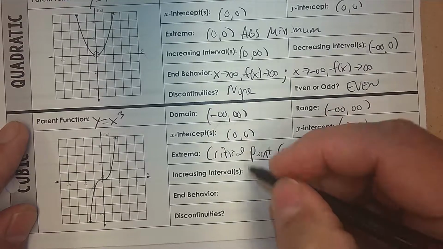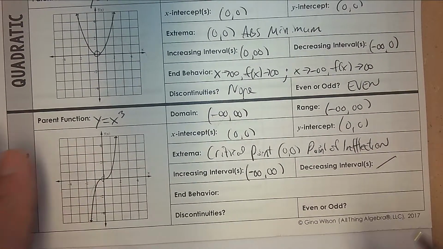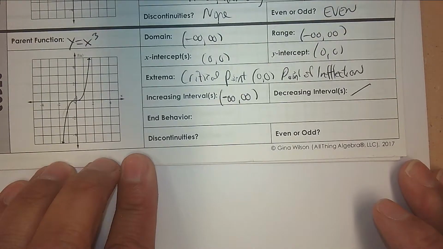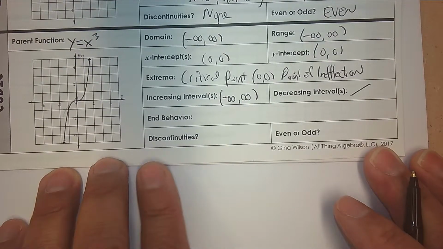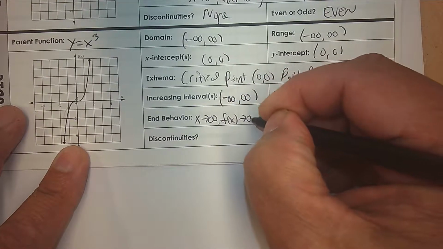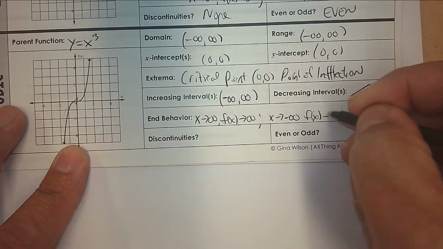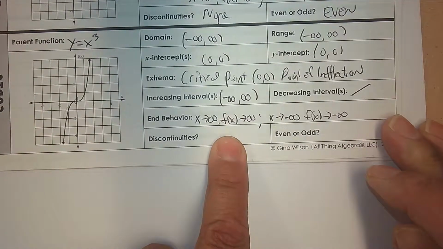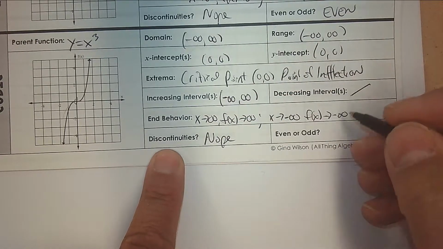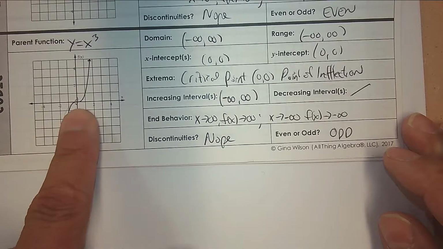Where is it increasing? From negative infinity all the way to positive infinity. The whole thing is increasing left to right, and there's nothing that's decreasing. What's the end behavior? Well, as x approaches infinity, f of x approaches infinity. As x approaches negative infinity, what does the function approach? Also negative infinity. That's a fancy way to say the right end goes up and the left end goes down. Any discontinuities? Nope. Is this even or odd? So you can see it. It is an odd function as it has symmetry around the origin.